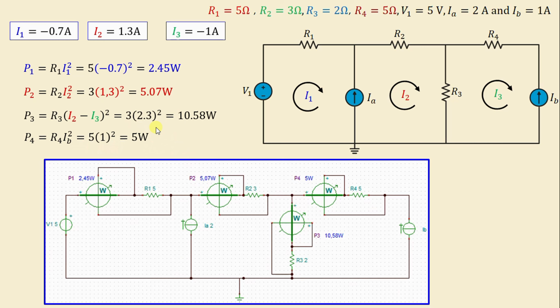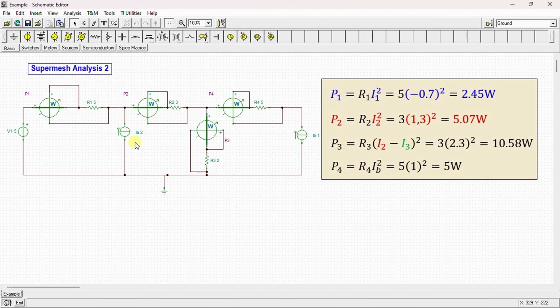Now let's proceed to the SPICE environment. Here is the circuit done by the SPICE simulator. We can see here this is our voltage source V1, our current source IA 2 amps, IB 1 amp, and resistors R1, R2, R3 and R4. And I connect here a wattmeter to measure the dissipated power in the resistor R1, another wattmeter to measure the dissipated power in R2, another to measure the dissipated power in R3, and the last one to measure the dissipated power in R4.